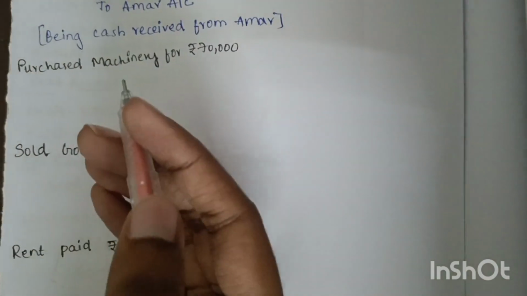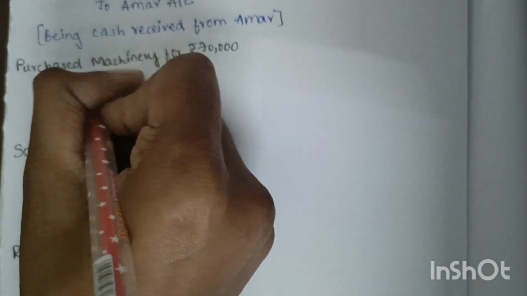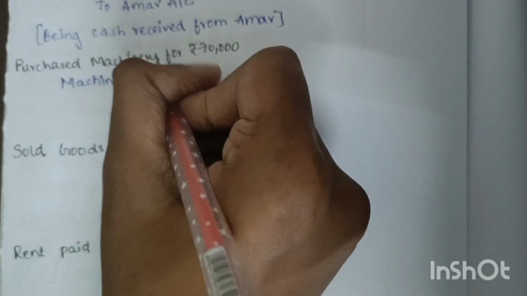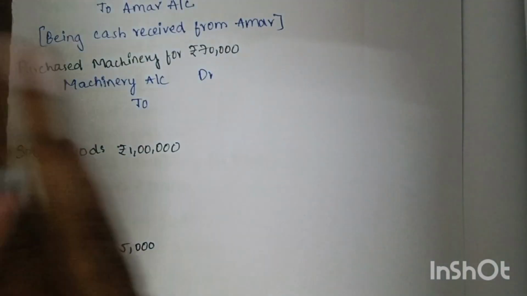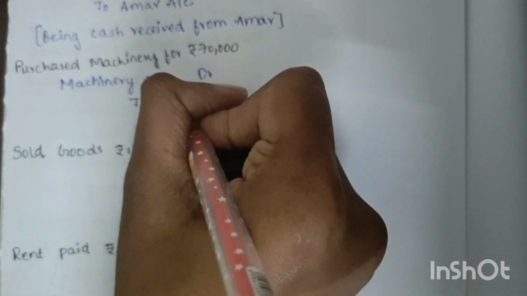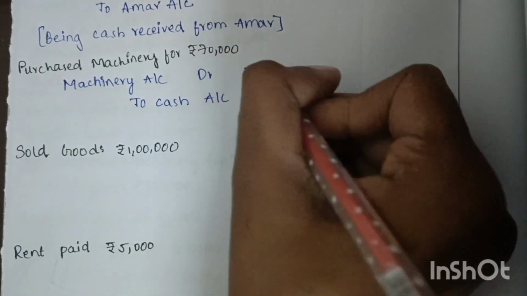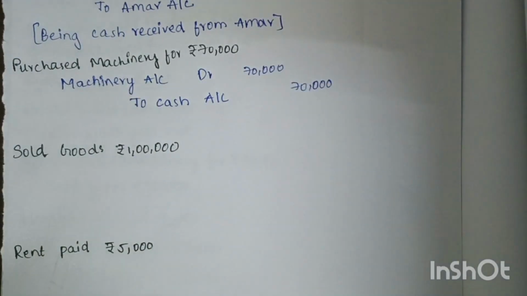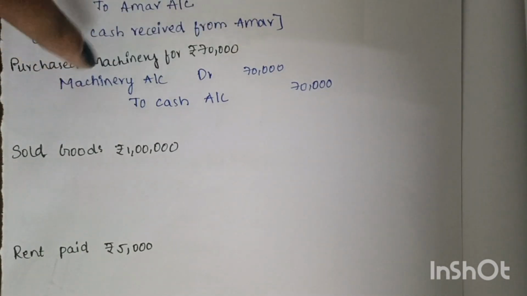So you're purchasing machinery. So what are you getting? You're getting a machinery here, right? So you have to write machinery account debit, to cash account, because you're losing some cash for purchasing machinery, right? So for how much? 70,000. So you are receiving the machinery and you are losing the cash. So machinery account debit to cash account.